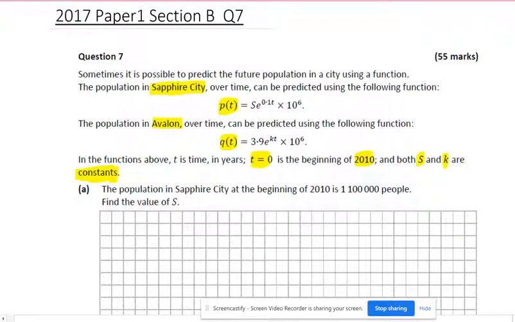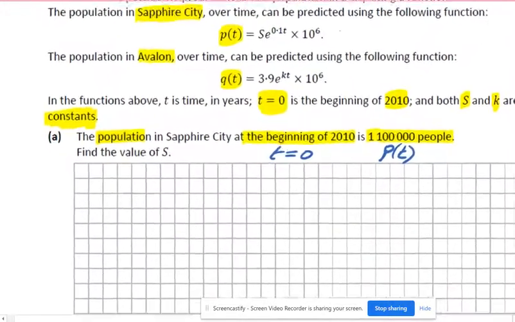So getting started, the population in Sapphire City is 1,100,000 people. So what we're being given there is P, the population in the first city. P is a function of t, so we call it P(t). We're also being given other information here at the beginning of 2010. Well, as we saw earlier, that's where t equals 0. So we're also being given t equals 0 here. So now we can use our equation for P(t) to solve for s.